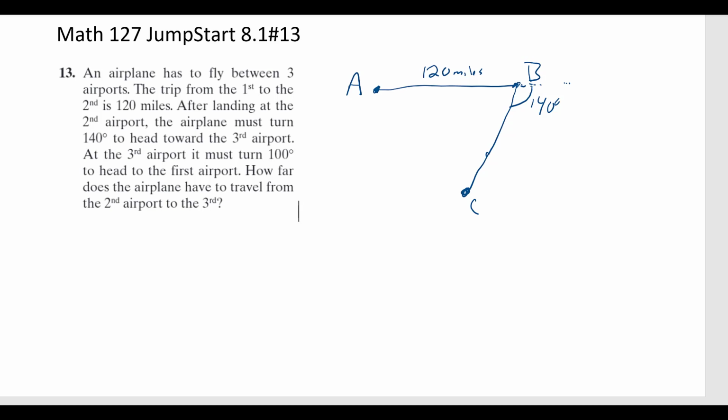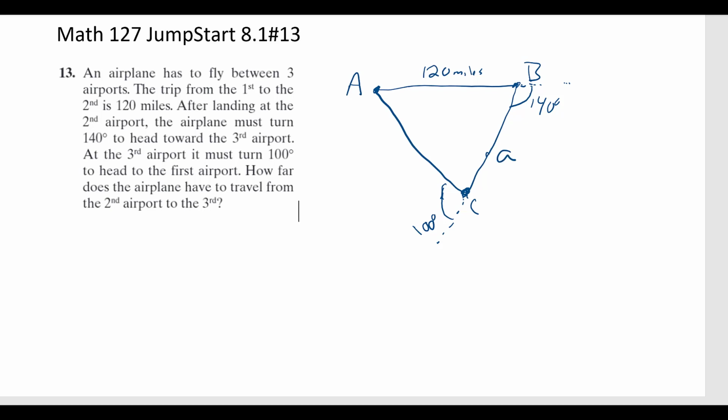And then it's going to turn 100 degrees. So this is not drawn to scale. So 100 degrees, and flies back to A. So we'll call this 100 here. That's 140. So we want to find the distance from B to C, or the second to the third airports. We'll call that distance, well, I should call it little a because I used A. So we'll call this a.